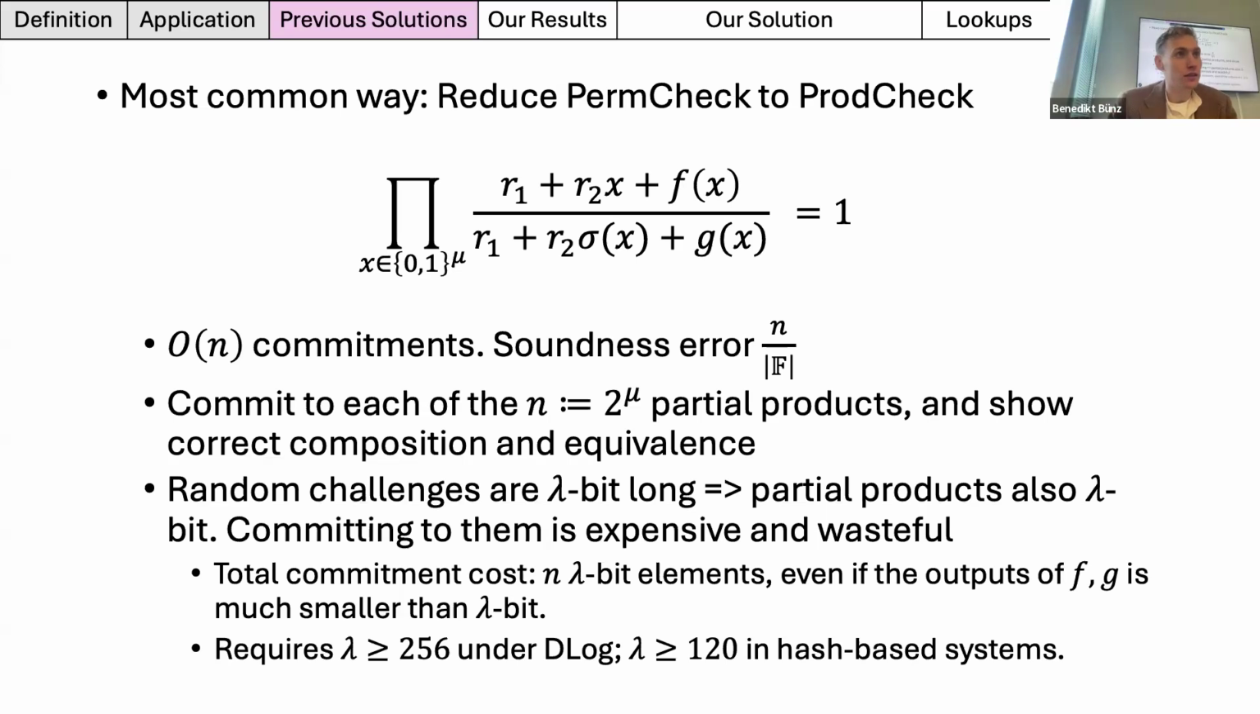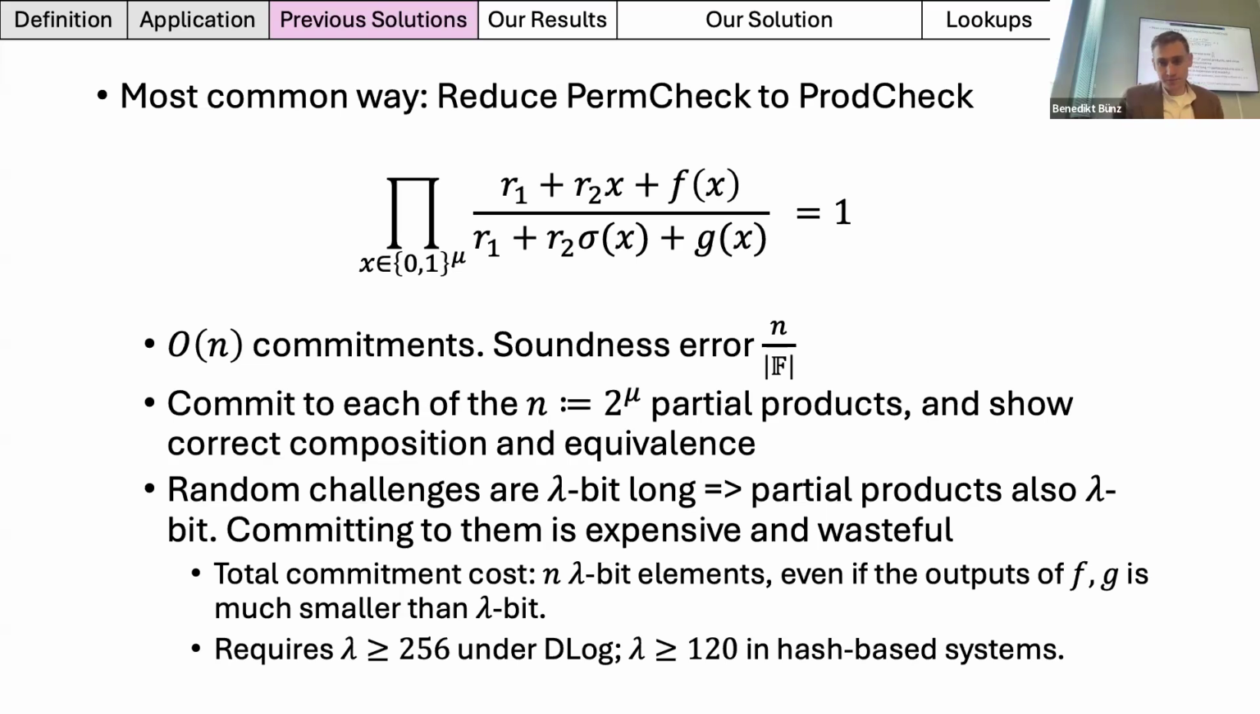So the bit length of the witness. Let's say they're all 32-bit elements, then it's going to be proportional to 32. However, if I need to do this product check, then additionally I need to commit to n 256-bit elements. So that part actually becomes the bottleneck in the SNARK computation.